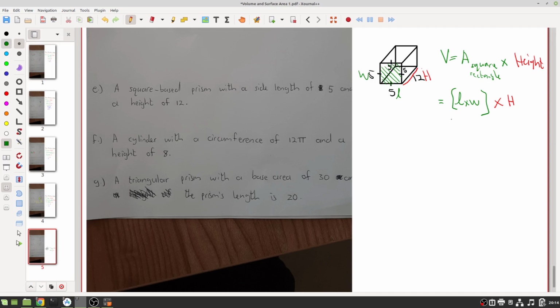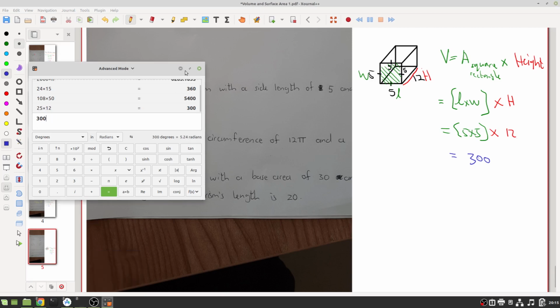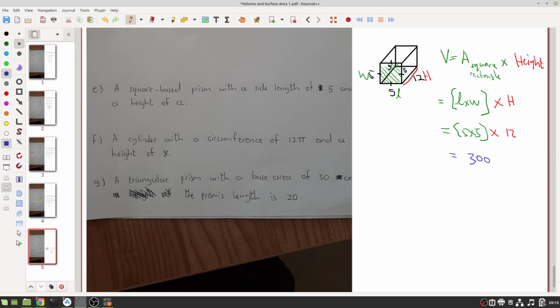Again, plug in our values. So length times width, that's going to be 5 times 5. And we multiply that answer by the height of our prism. And we solve that. 5 times 5 is 25. And 25 times 12 is 300. Let me make sure, let me not lie to you. 25 times 12, wait, sorry, is 300, correct? Okay, that's the volume of our shape.